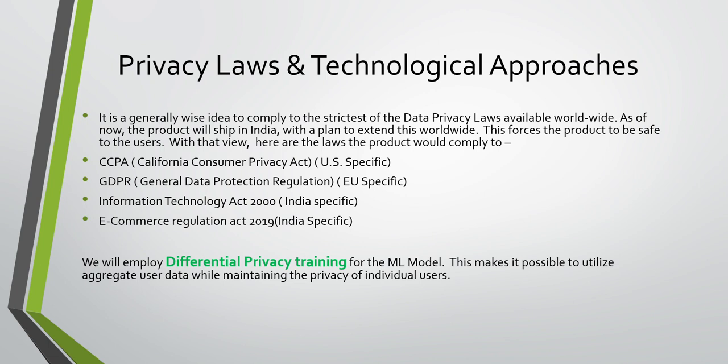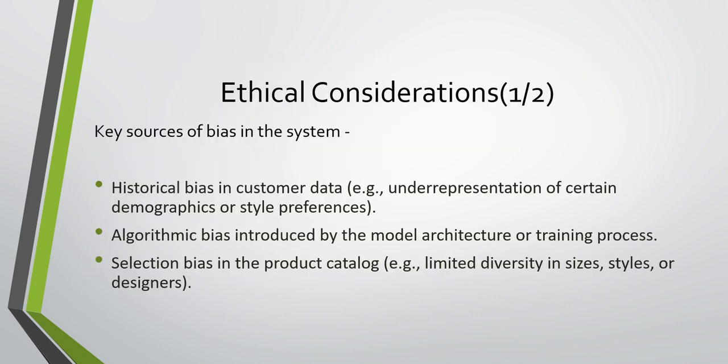Coming to the technological approach of ensuring privacy, we can use differential privacy training, which makes sure that the individual user's data is not exposed, but rather aggregated user data is used to train the model. Coming to the ethical considerations of the system, as the system is initially built, we can see that there is only a certain catalog of dresses, for example Indian dresses, only in sizes M to XL.